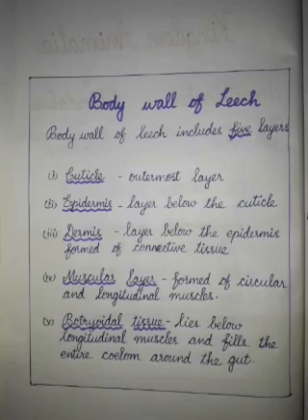Body wall of leech. The body wall of leech consists of 5 layers. Leech ஓட body wall-ல 5 layers இருக்கும். அதுடைய outermost layer, வெளியே first இருக்கிற layer cuticle. The cuticle forms the outermost layer. Next to the cuticle, we have the epidermis. The layer below the cuticle is the epidermis.